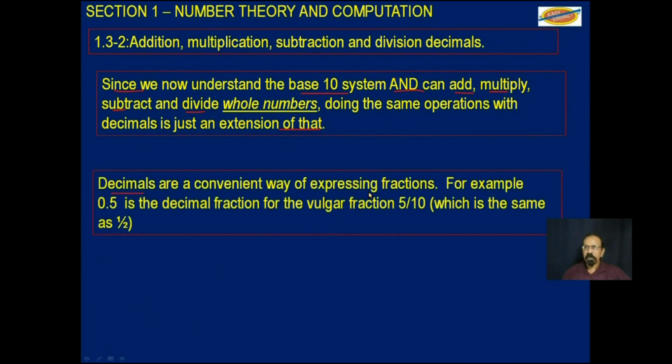Decimals are a convenient way of expressing fractions. Now, I know we think of decimals and we think of fractions as two different things. They are the same thing. For example, 0.5, which we will call a decimal, is the decimal fraction of the vulgar fraction 5/10, which reduces to half. So 0.5 and a half, they are the same thing. The 0.5 is the decimal fraction, we just call it decimals, and the half is the vulgar fraction, and we just call that fraction.